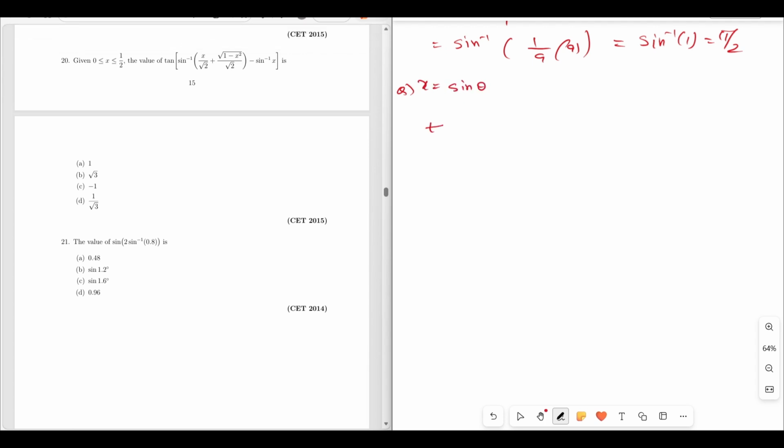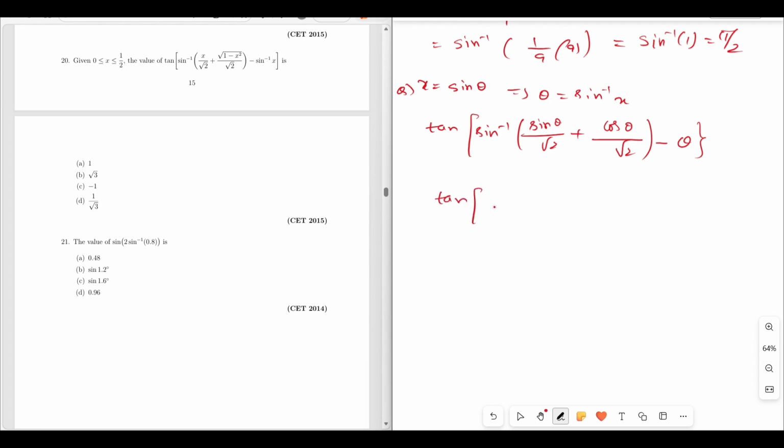So we've obtained tan of sine inverse sine theta by root 2 plus, see, 1 minus sine square theta. 1 minus sine square theta is cos square theta and it is under the root. So it will become cos theta by root 2 minus sine inverse x, which is nothing but theta, because here x is equal to sine theta implies theta is equal to sine inverse x. Okay, so then what do we obtain here?